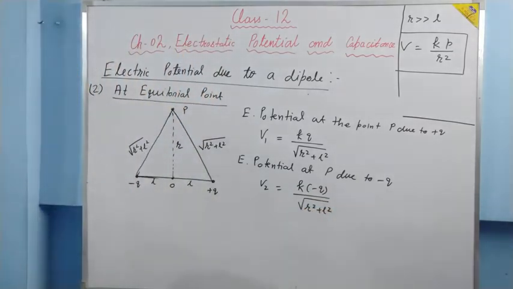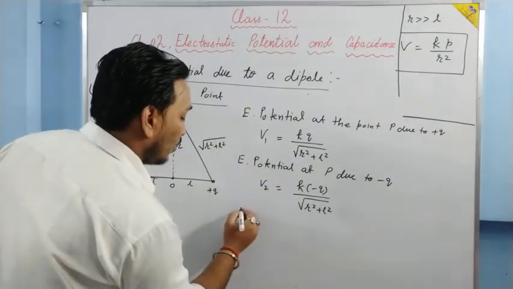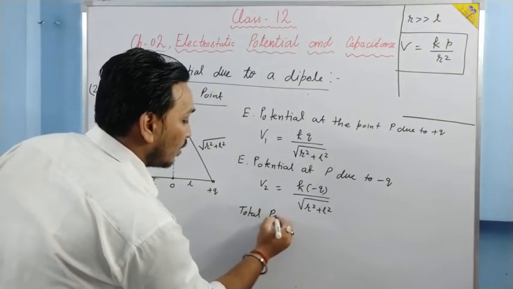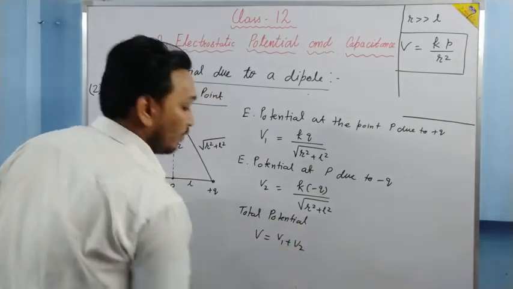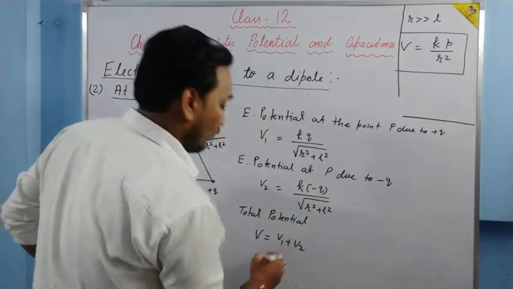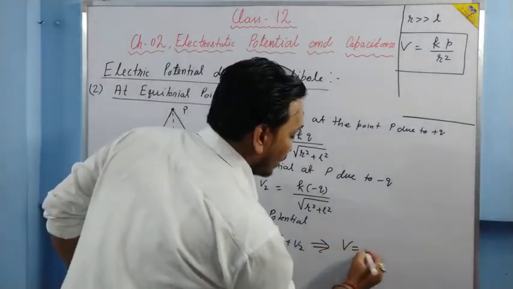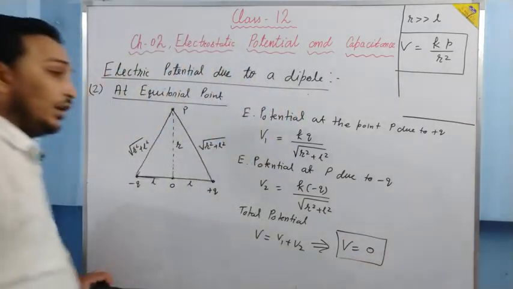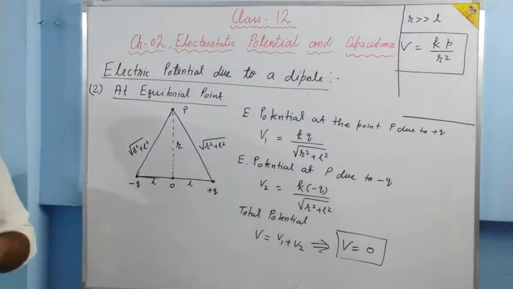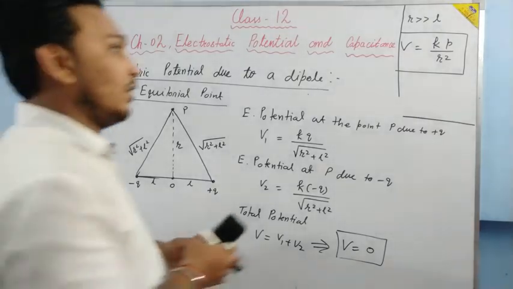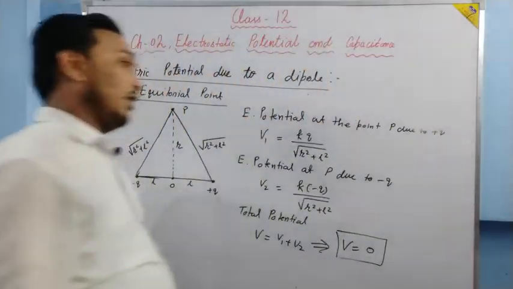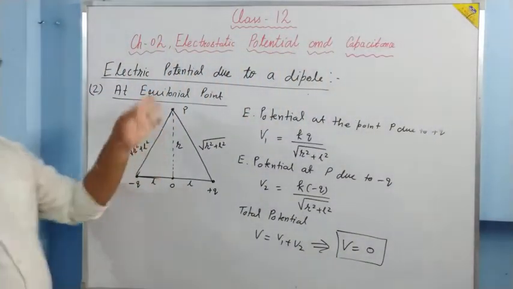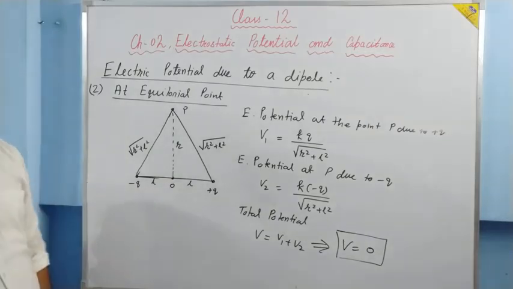Now what happens when we add them? Total potential, V is equal to V1 plus V2. If we add them, we are going to have V is equal to 0, because they are equal but opposite in sign. From here, we have to take that the potential at the equatorial plane, at each point, is 0.